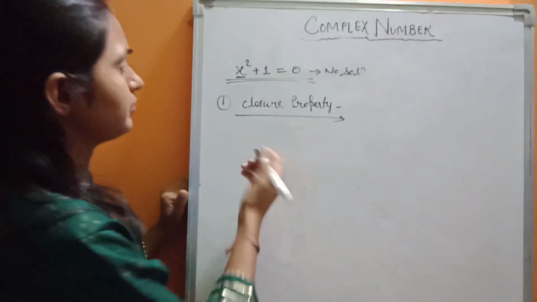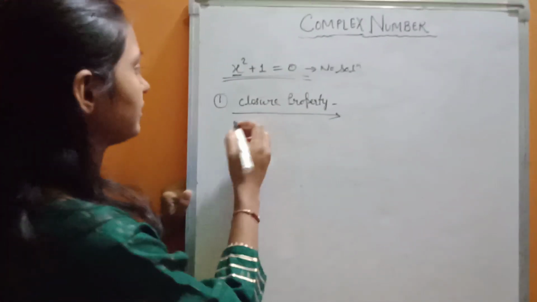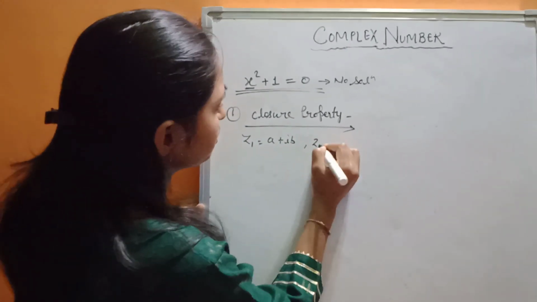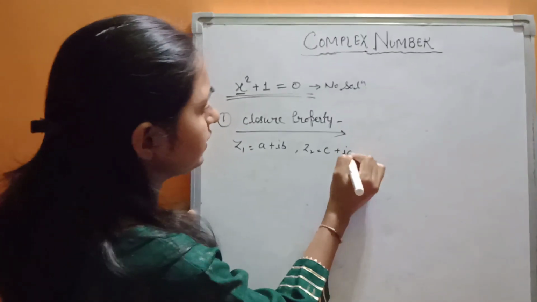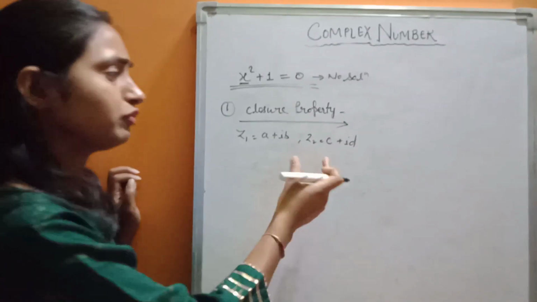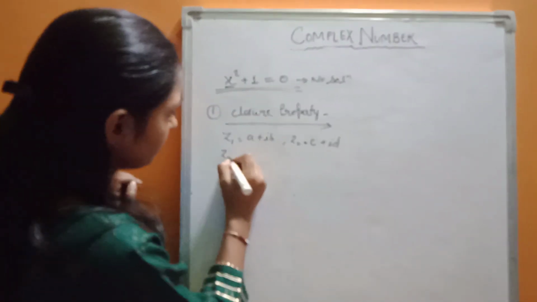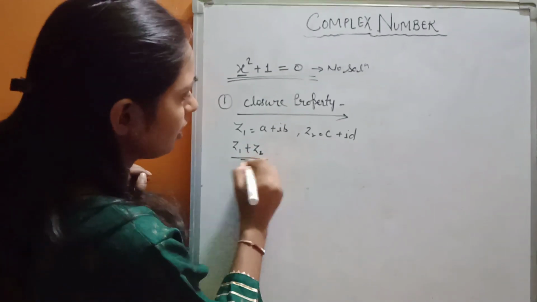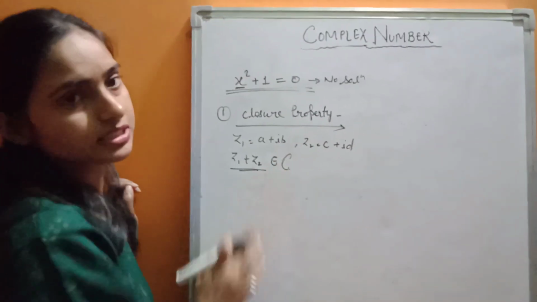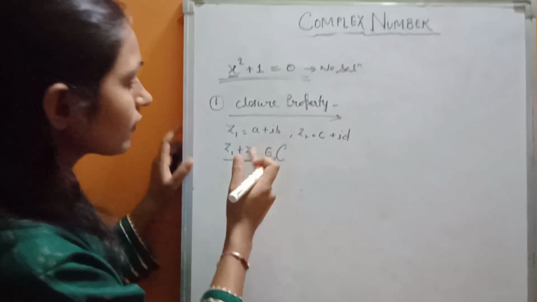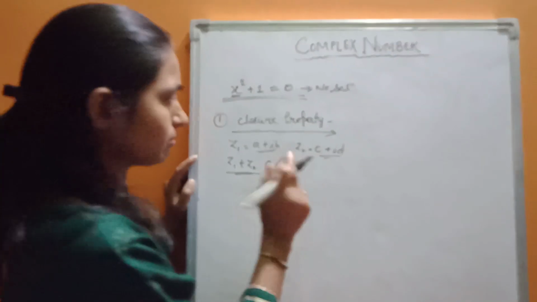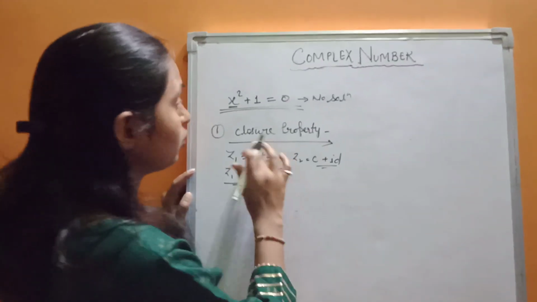What do we see in the closure property? We see that if we take two complex numbers, like z1 is a plus ib and z2 is equal to c plus id, these are two complex numbers, right? If you add these two complex numbers, z1 plus z2, this also belongs to the complex numbers. I will denote the complex numbers with capital C. So this is called the closure property.